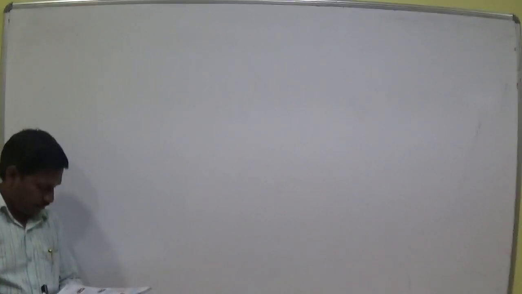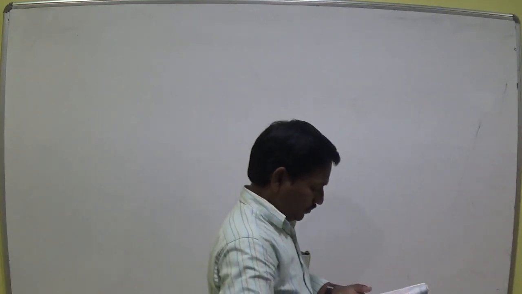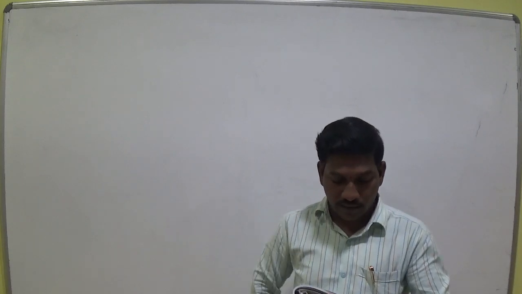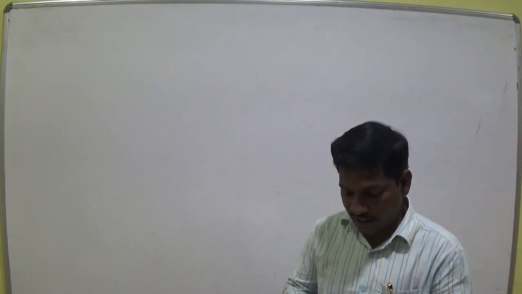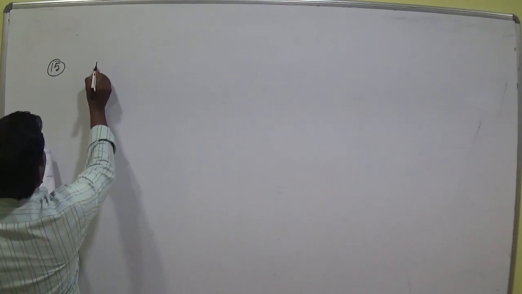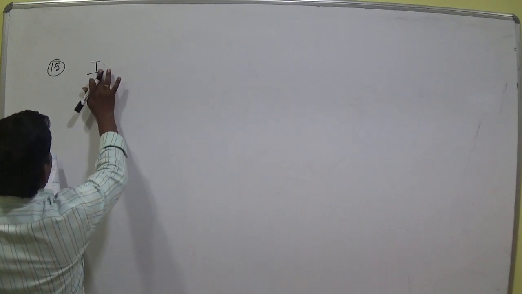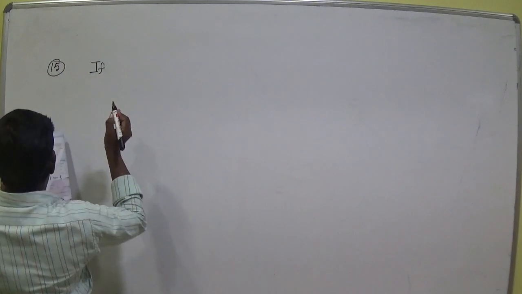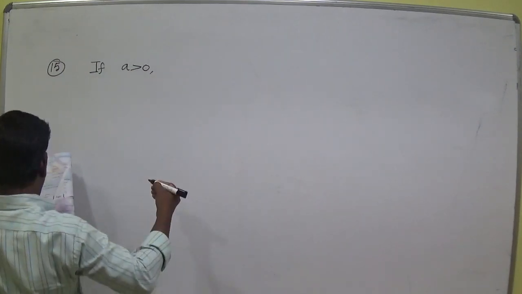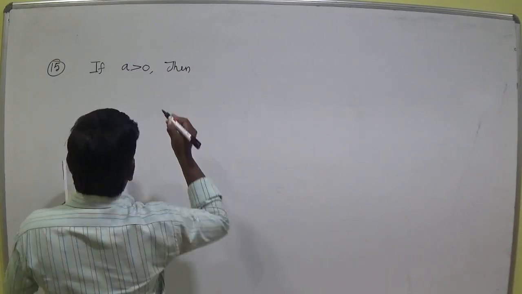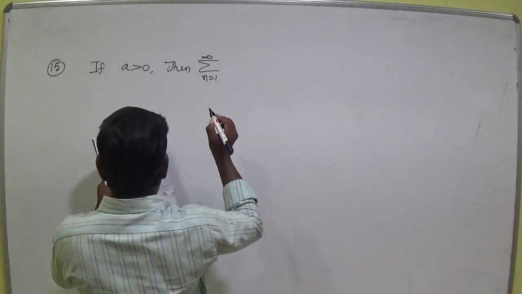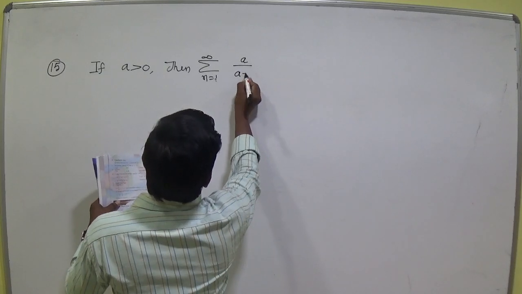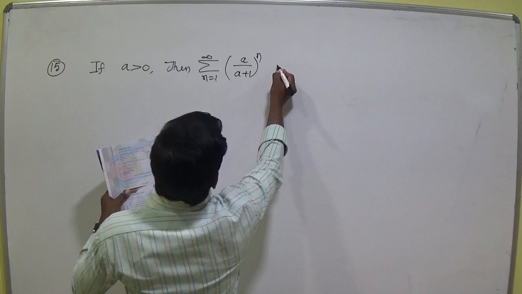Next, 15th problem. If a greater than 0, then sigma n equal to 1 to infinity, a by a plus 1 whole power n equals.